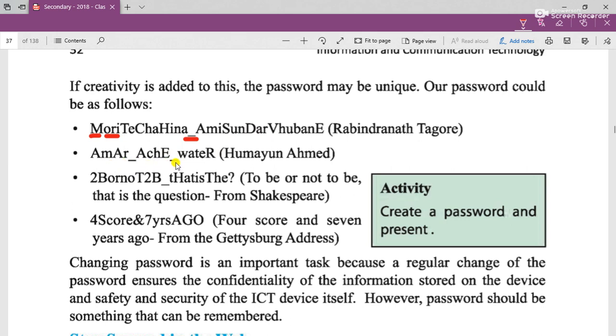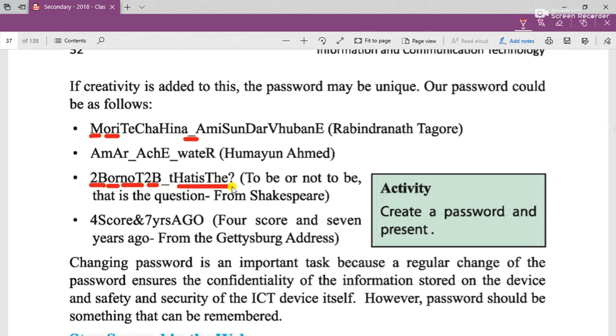Again, Amar Ache Jol, the English version of that, Amar Ache Water, and the combination of capital letters, small letters, and different types of signs, of Humayun Ahmed. To be or not to be, that is the question, from Shakespeare. So these are strong and unique passwords.